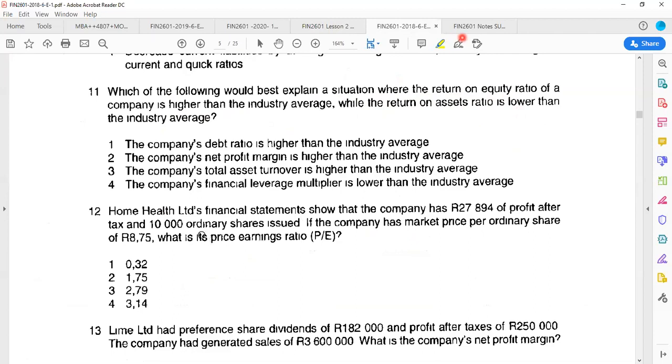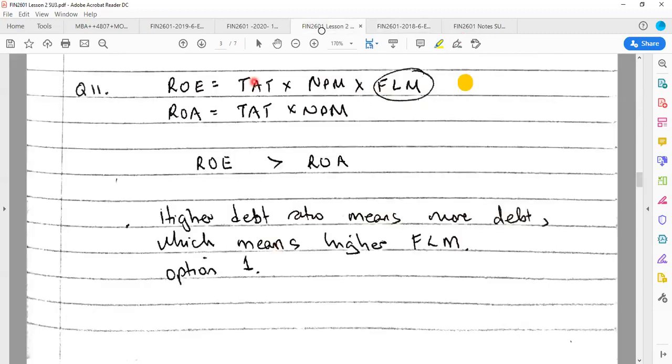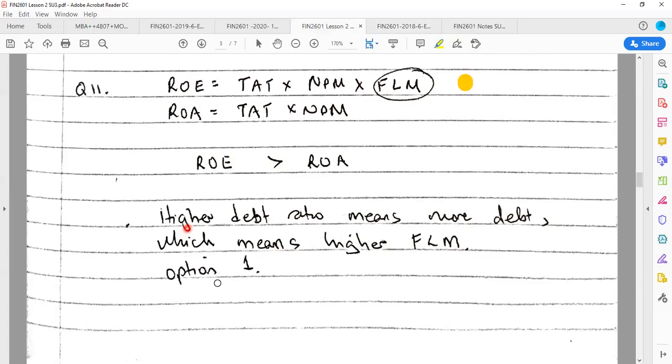And this is the reason. The reason is the company's debt ratio is higher than the industry average. And the reason is a higher debt ratio means more debt, giving us option one.